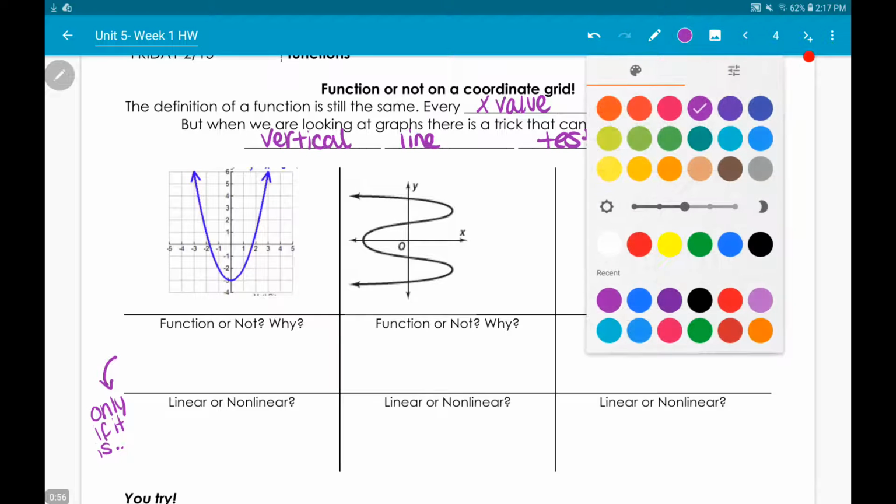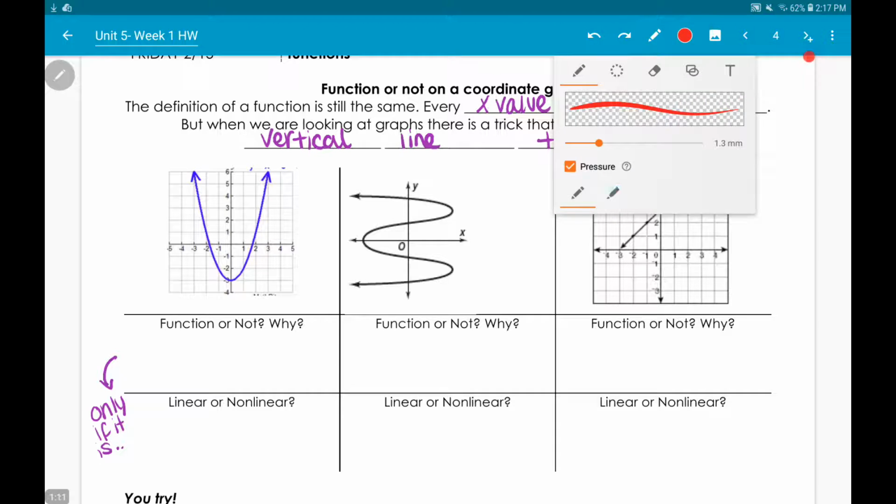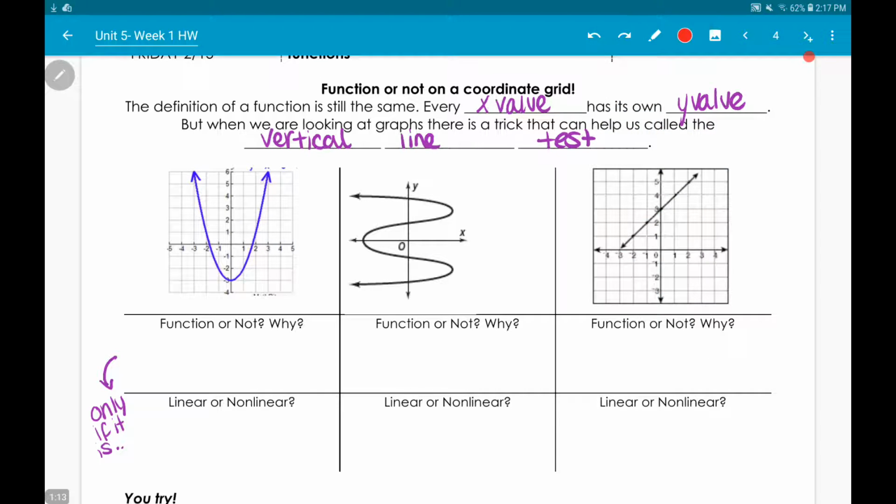So what is the vertical line test? The vertical line test tells me if I draw an imaginary line, like I just did there, or like I just did here, and I look at how many times it is hitting the function itself. So here's my imaginary line, and I look at how many places it's hitting this function, and it's hitting it once. If I draw an imaginary line and it hits twice, it is not a function. So in this case, this is a function.